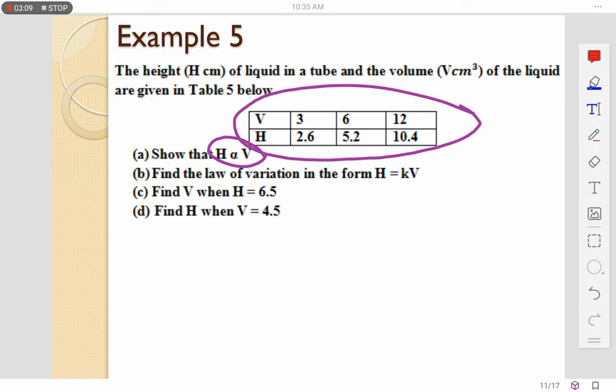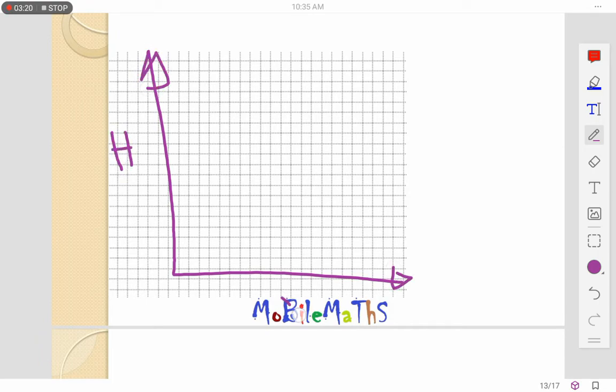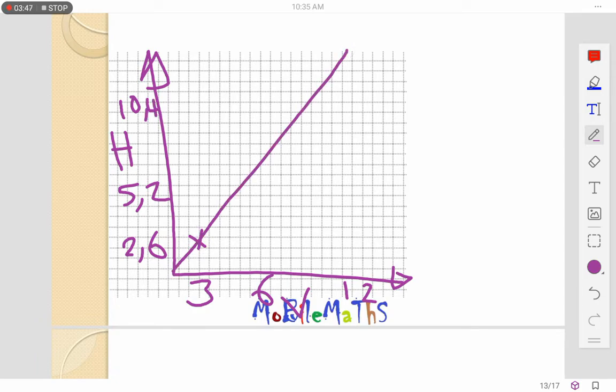I'll go to my graph and I will have my HV graph. Don't mind my lines. On my V, I've got 3, I've got 6, and I've got 12. On H, I've got 2,6, I've got 5,2, and I've got 10,4. So you plot those points and you draw your straight line. I'll assume these are my points and this is my straight line.